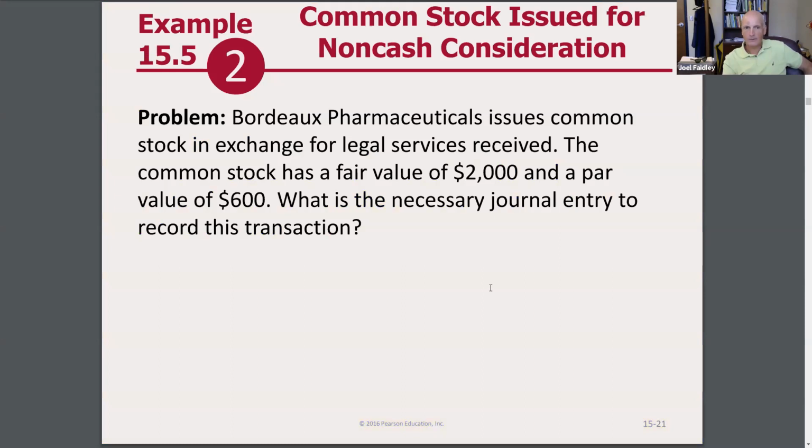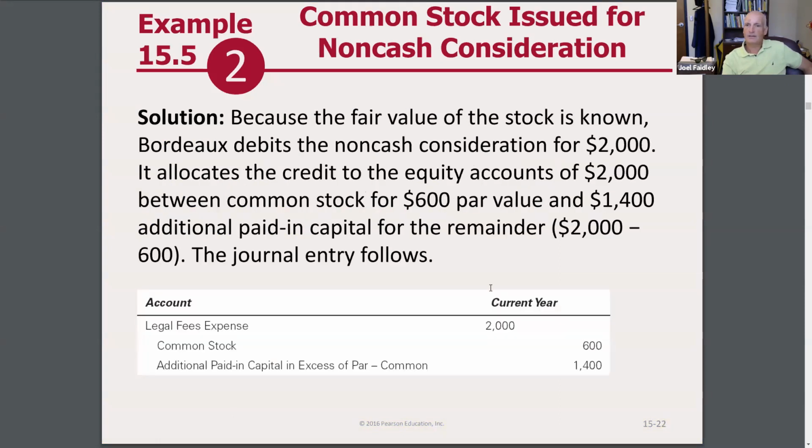And so here, this company has issued common stock for legal services, and they think this has a fair value of $2,000. So that $2,000 is going to be expensed, and the common stock is going to be credited for par value, and the difference goes to additional paid-in capital, because that is the fair value of what's been given.